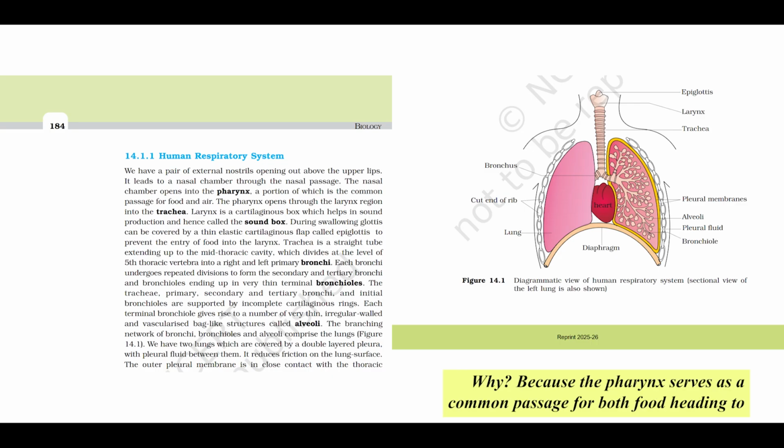Why? Because the pharynx serves as a common passage for both food heading to the esophagus and air heading to the larynx. This dual role is a classic exam question point, so remember the pharynx is common to both systems. From the pharynx, the air proceeds into the larynx region. The larynx is often called the sound box.